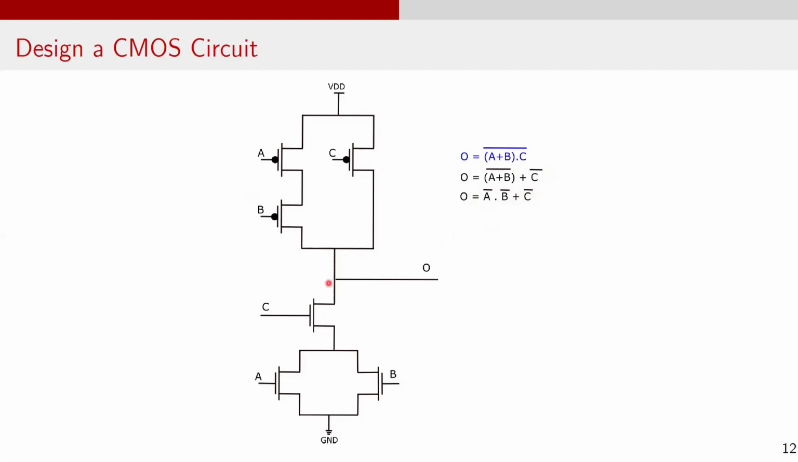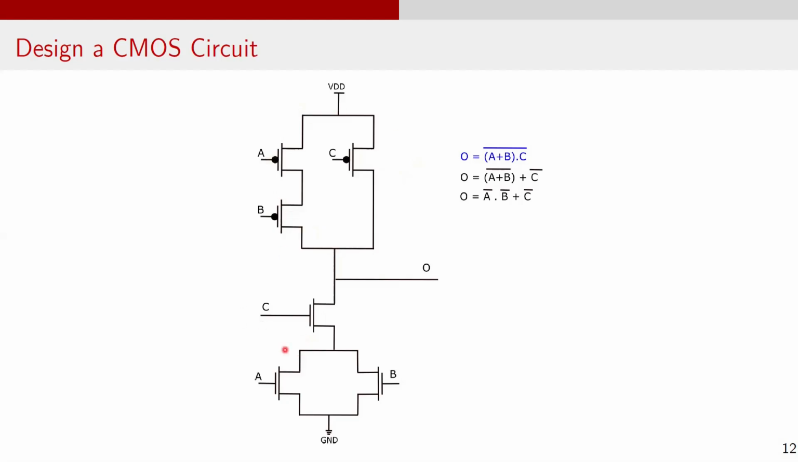First, we design the pull-up network. In the pull-up network, the output O is pulled to logic 1 when A bar and B bar are 1. So let's connect two PMOS transistors in series with gates driven by A and B. The output O can also be pulled to VDD when C bar is 1 or C is 0. So let's place another PMOS transistor in parallel with the series connection with its gate driven by C. This makes the whole pull-up network for this Boolean expression.